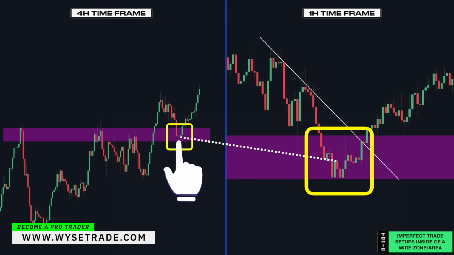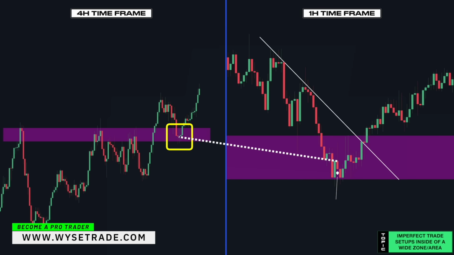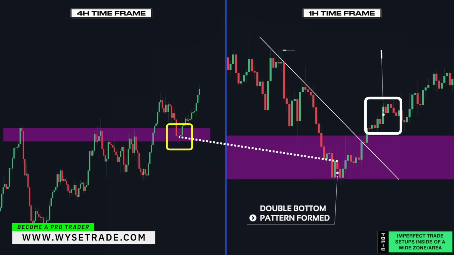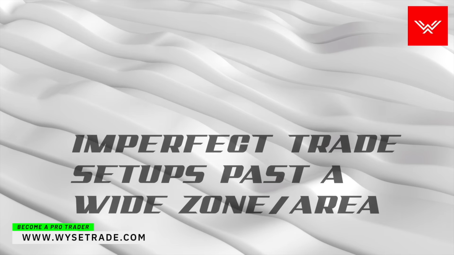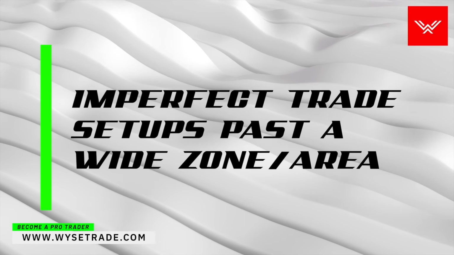Now, when you look inside of the candlestick price action from the 4-hour time frame, but on the 1-hour time frame, you had a double bottom followed by a trendline break, which confirms the trend change from a downtrend to an uptrend, and is when you would look for a precision entry point using our entry and exit strategy and key tool. Now, moving on to the next strategy, which is imperfect trade entries past a zone.